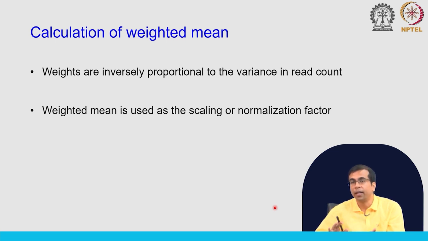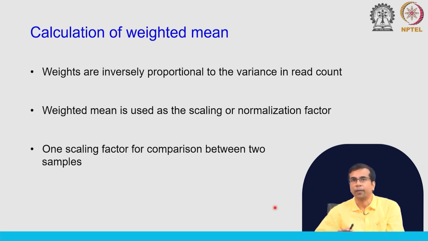They are clearly not differentially expressed, so they should have the highest weight in determining the normalization factor. And this weighted mean is then used as the scaling or normalization factor. So when you are comparing between two samples, what you will end up with is one scaling factor for the comparison between these two samples, and you can then use this scaling factor to transform these data, the reference as well as the non-reference sample.